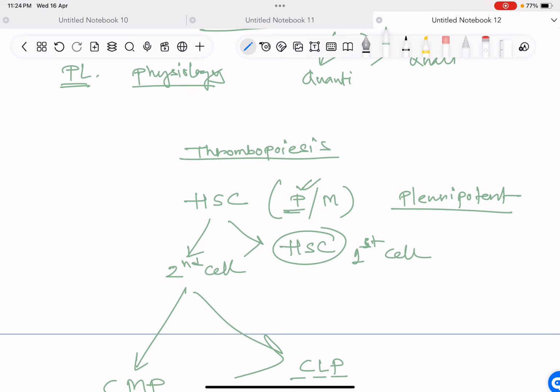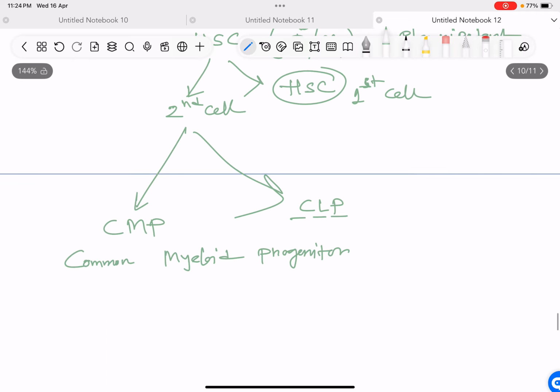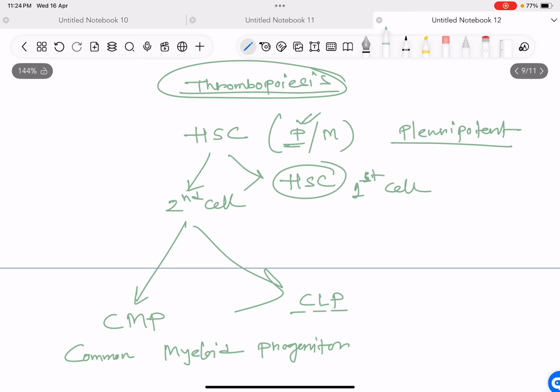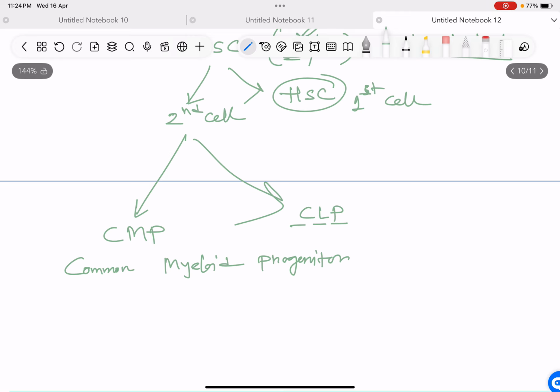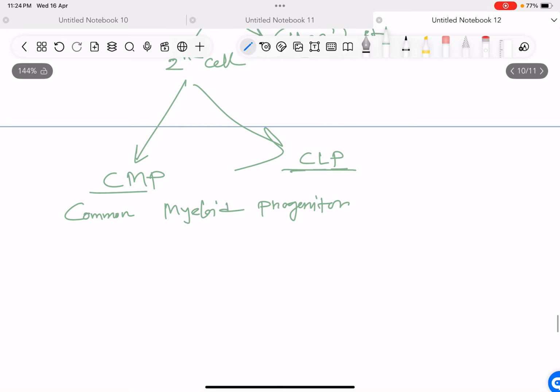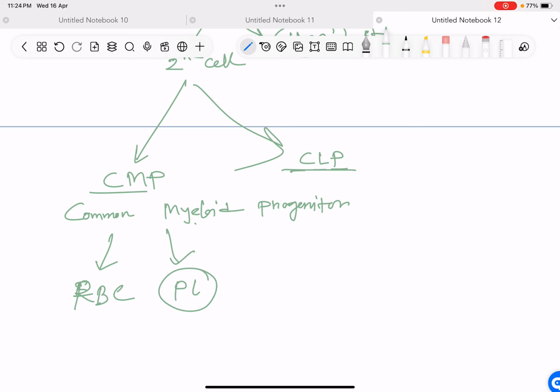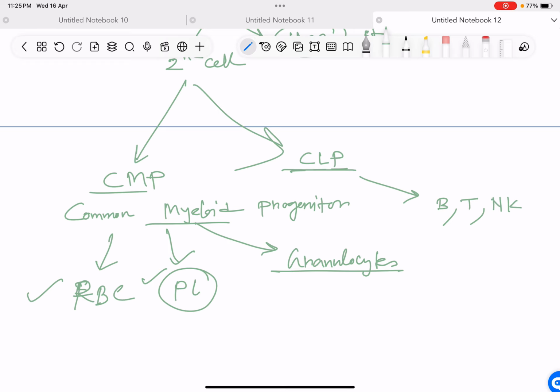So I'll go from the hematopoiesis and then I'll come to thrombopoiesis. This hematopoietic stem cell will become your common myeloid progenitor or common lymphoid progenitor, depending on the stimulus. The common myeloid progenitor gives rise to erythrocytes, that is RBC, platelets, and granulocytes. And common lymphoid progenitor will give you B lymphocyte, T lymphocyte, and natural killer cells.